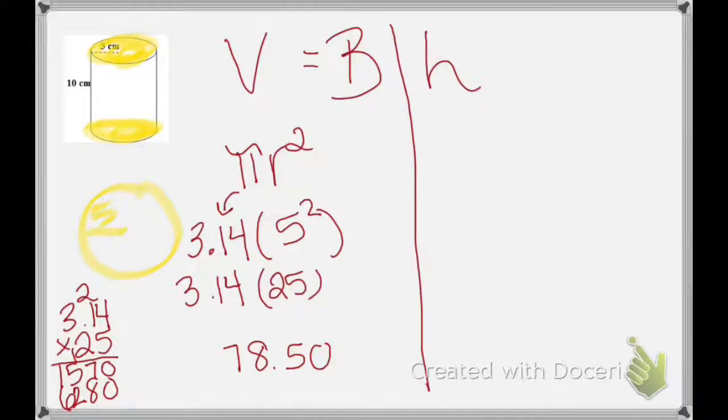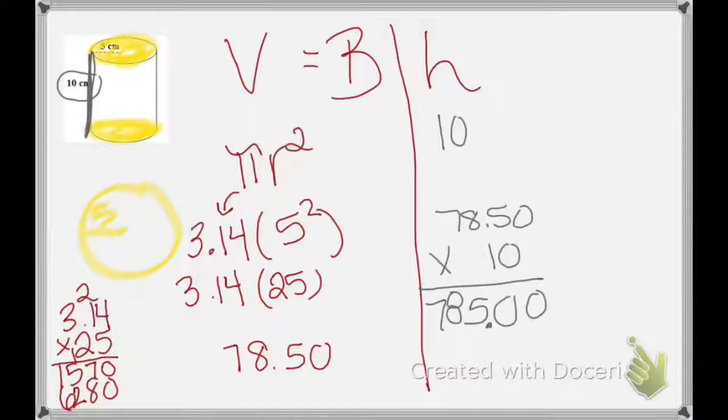The last thing is figuring out the height of my prism. Remember, the height of the prism is what connects those two bases. So connecting those two bases will be the 10 centimeters. So the last thing that I'll need to do is multiply this height times my base, well, the area of my base. And so that means that I'm going to be doing 78.50 times 10. Go ahead and do that. And so what you should have gotten is 785. And I see that this is also centimeters, and since it's volume, it will be cubed.